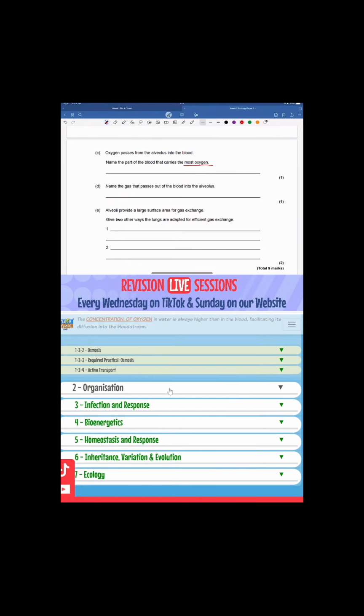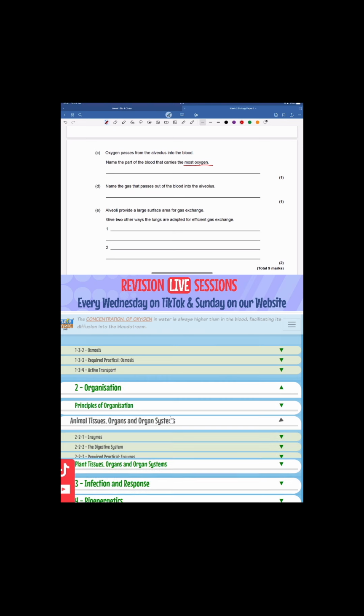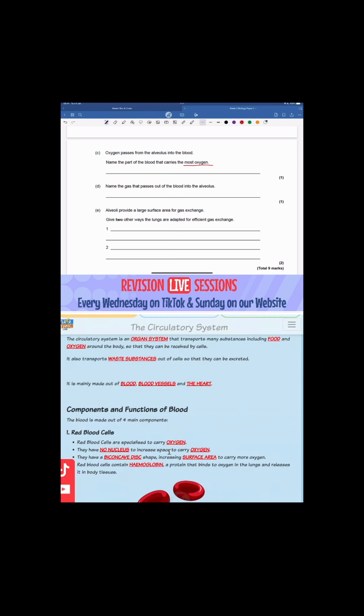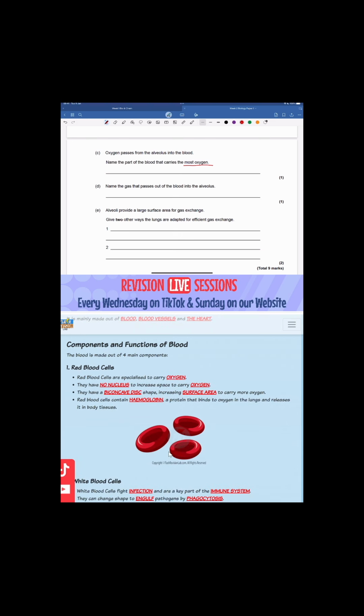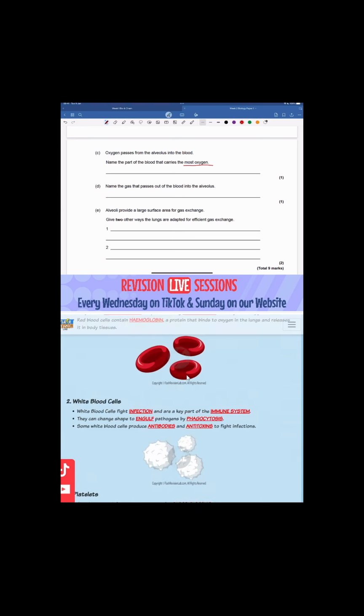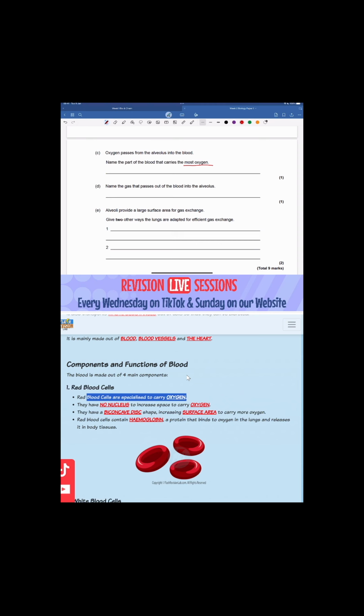So that will be under organization, under the circulatory system. Yep, thank you. Red blood cells. So here, in our notes, we've got red blood cells are specialized to carry oxygen. You've got 4 things in the blood. We've got red blood cells, white blood cells, platelets, and plasma. Red blood cells are the ones that carry oxygen. So the answer is red blood cells. Well done, guys. Next question.